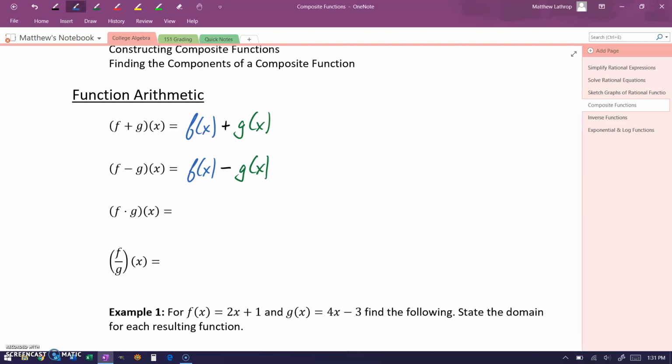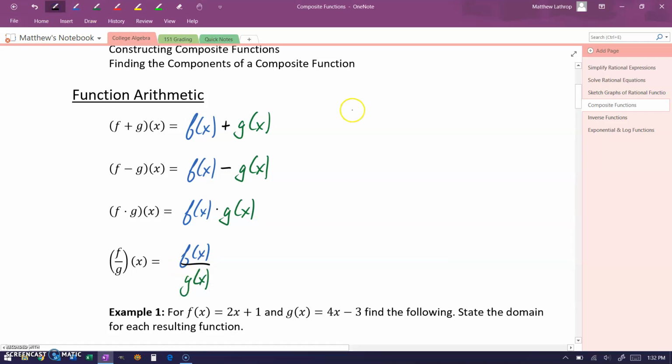We have f times g of x, which means we would just be taking the product of that first function, f of x, times g of x. And then we can also have f over g of x, meaning we want to find the quotient of that first function, f of x, divided by g of x.